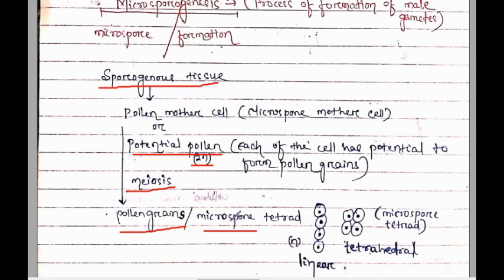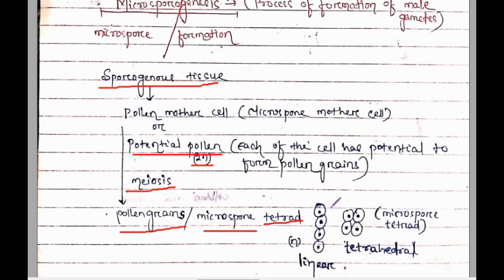Microspore tetrad. Why is it known as tetrad? You know that if this cell undergoes meiotic division, it forms 4 haploid cells. The cell itself is always diploid in nature, that's why it undergoes meiotic division to form haploid cells. So how many haploid cells are produced? 4 haploid cells are produced. That is known as tetrad.